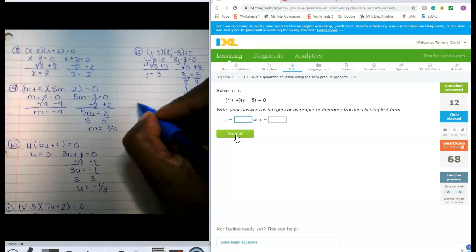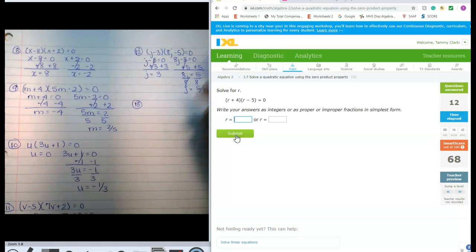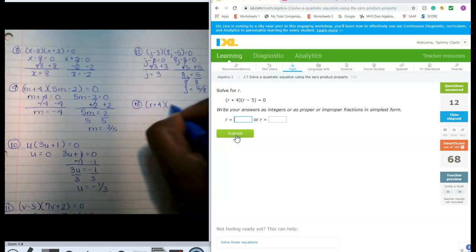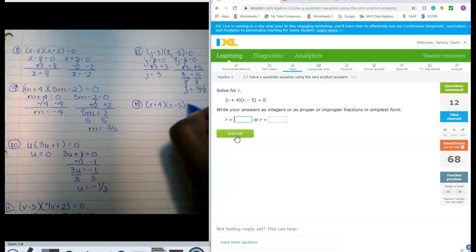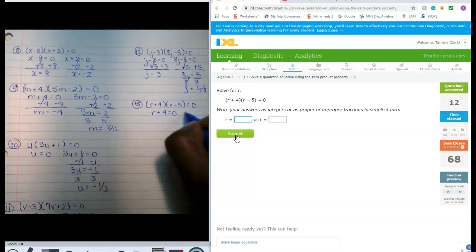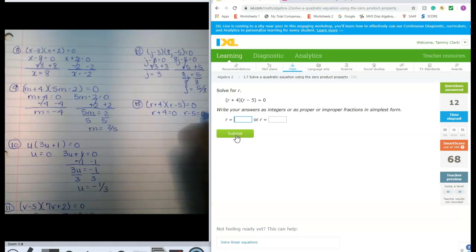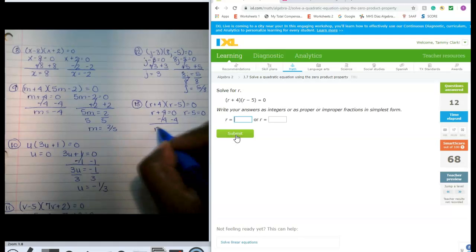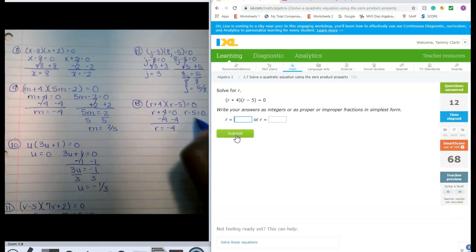Number 13. We've got r plus 4 multiplied by r minus 5. That equals 0. Set r plus 4 equal to 0 and r minus 5 equal to 0 and solve. To eliminate positive 4, I'm going to subtract 4 from both sides of the equation. R therefore is negative 4.